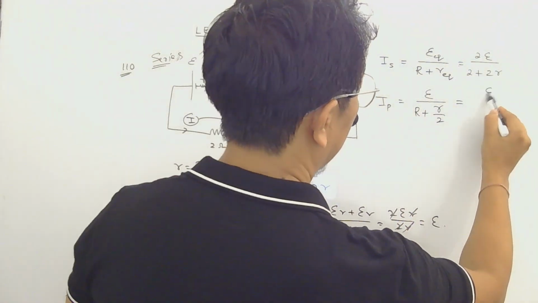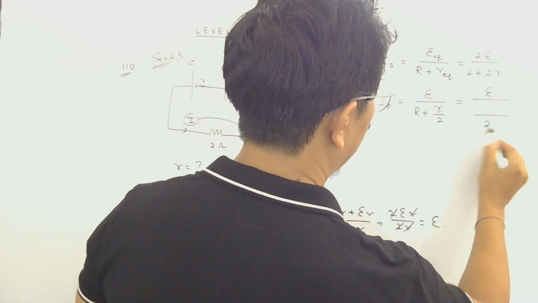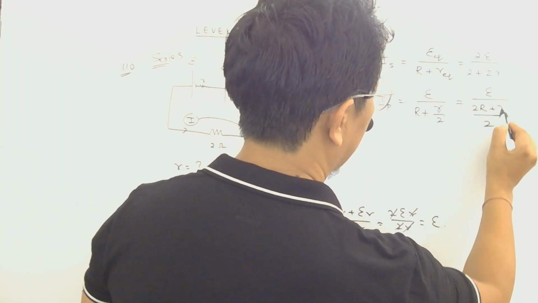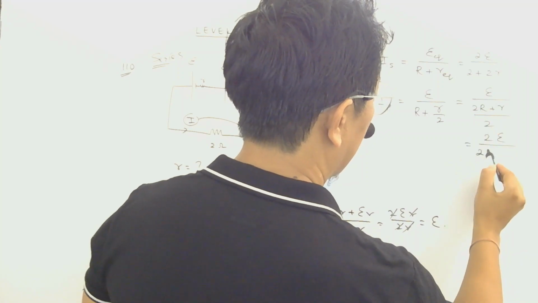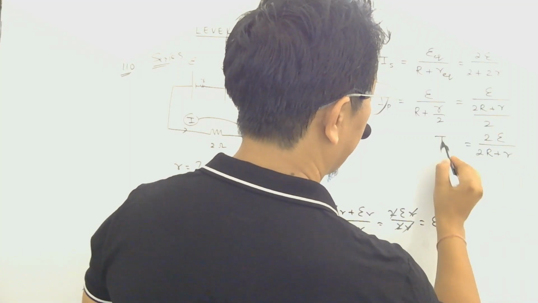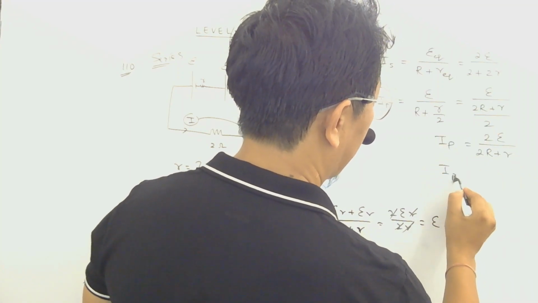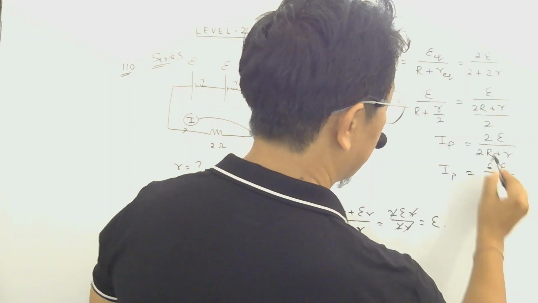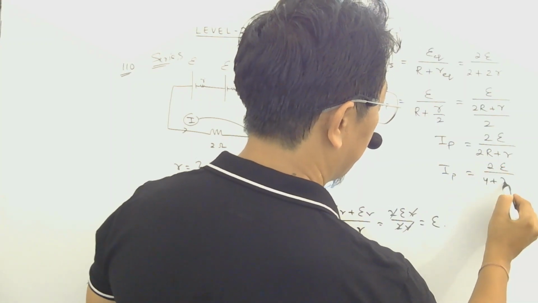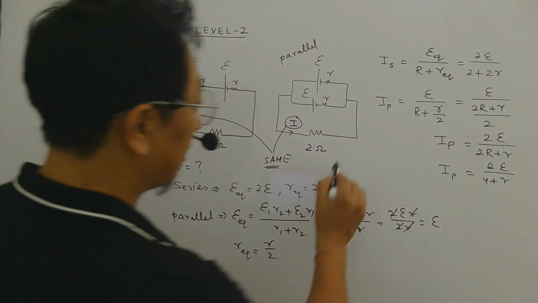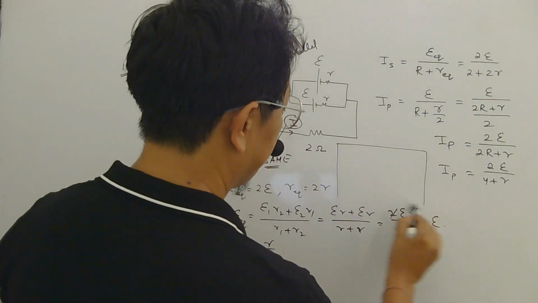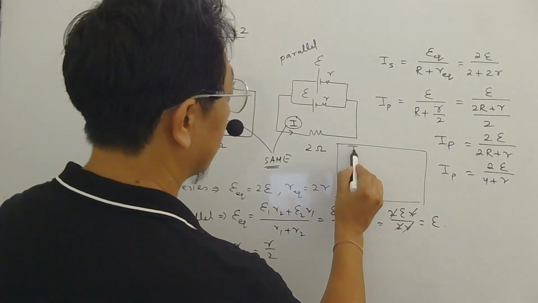So this will be E and here LCM 2, 2R plus R. 2 will go up, 2E by 2R plus small r. And what was the external resistance? 2 ohms. So this will be 4 plus R. Now it was given in the question that IS equals IP.